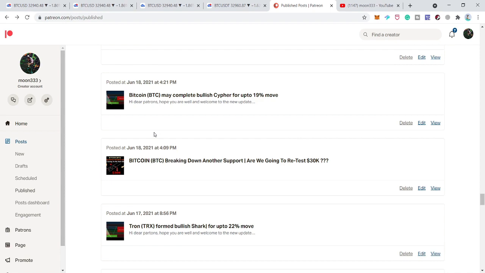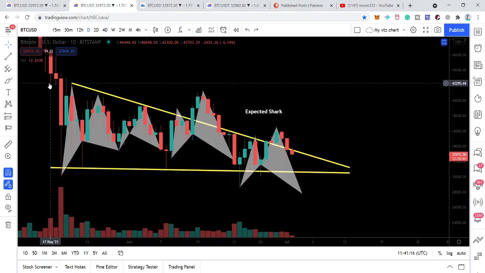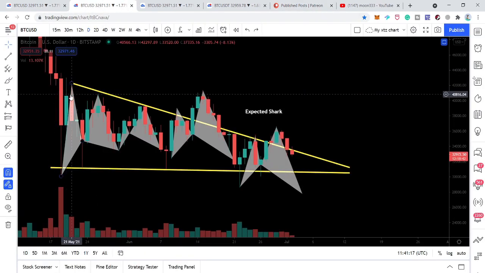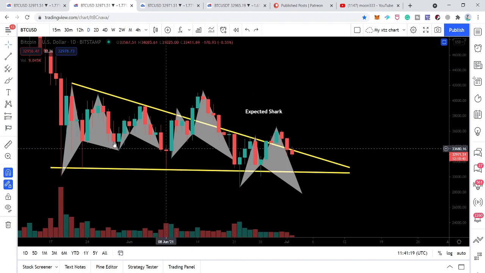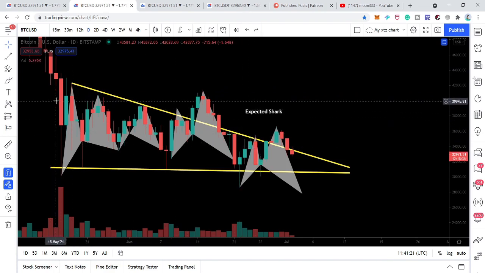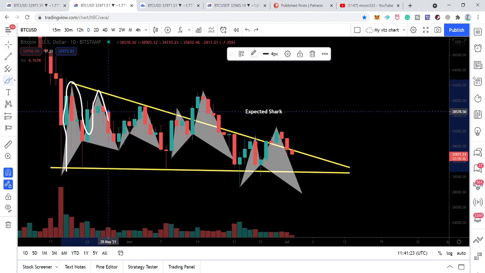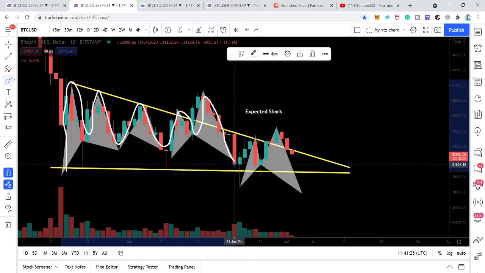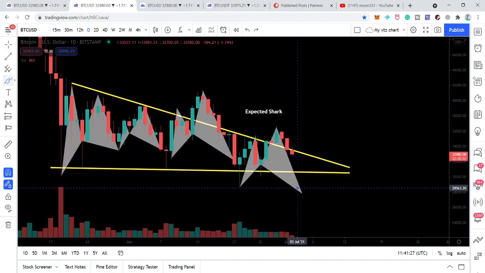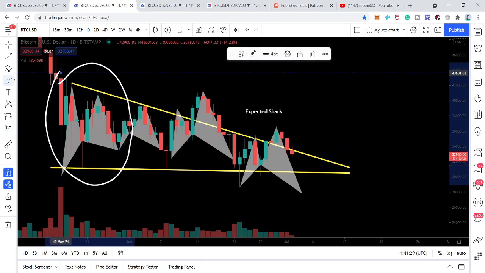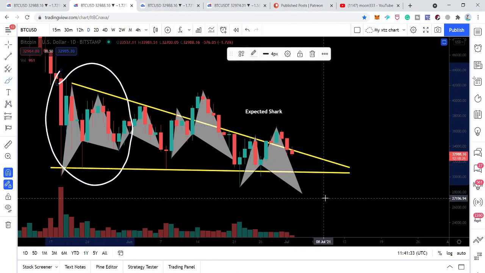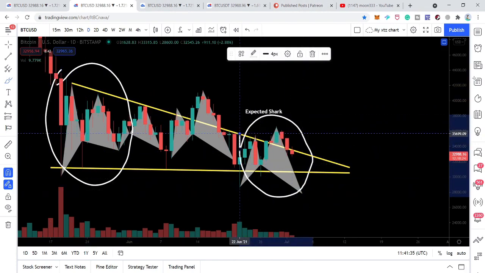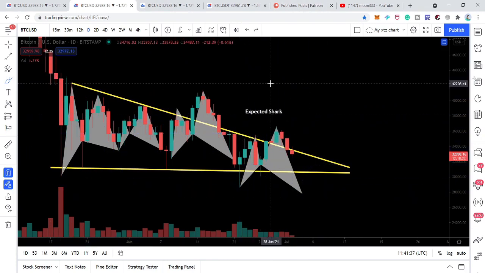First of all, we can see that the price line of Bitcoin was moving in this descending triangle, and at the same time it was forming different harmonic patterns while moving in this descending triangle. First, the price action formed this bullish Gartley pattern. Let me show you all these patterns step by step, and then we will move to this current pattern, the expected bullish shark.